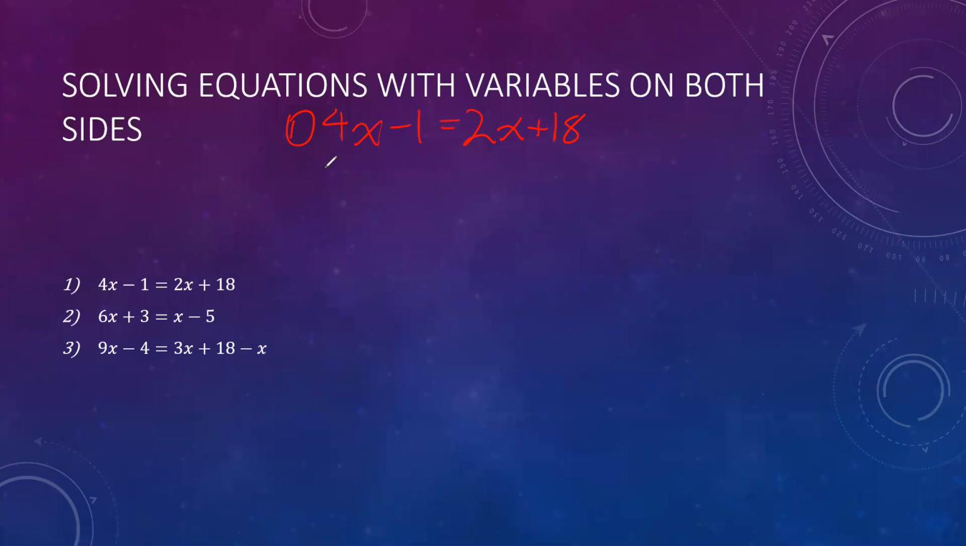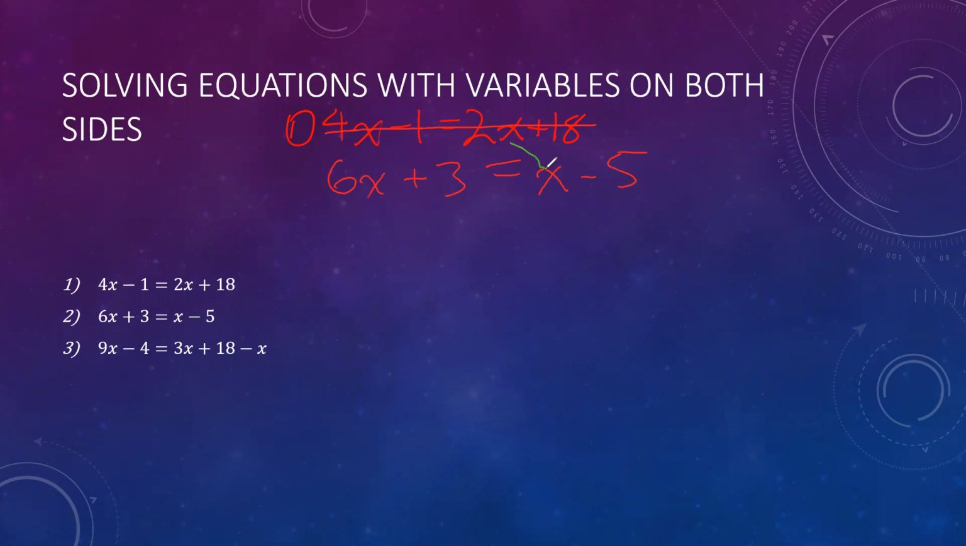So now we have our next one, 6x plus 3, is equal to x minus 5. So again, same idea as before. My first strategy is to figure out where the x's should go. So because I have a larger coefficient on the left-hand side, I probably want to move all my x's to the left-hand side in this case, right?